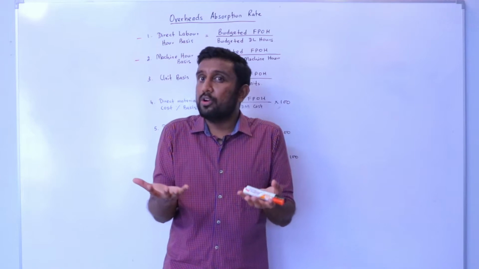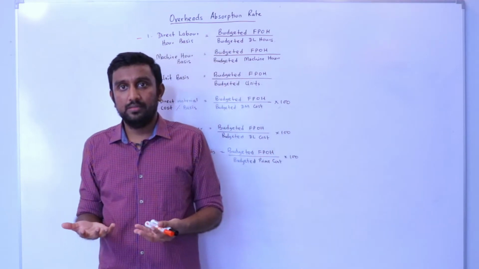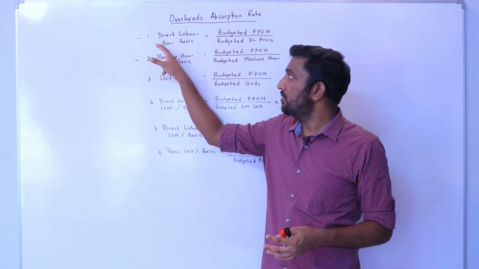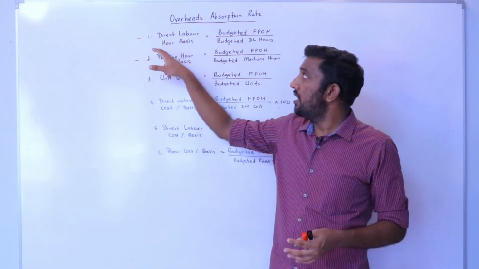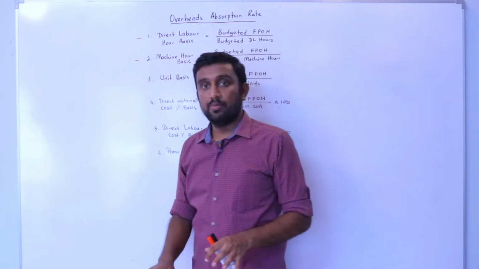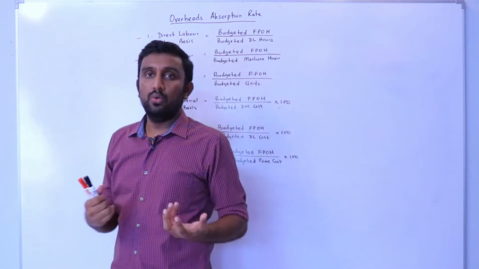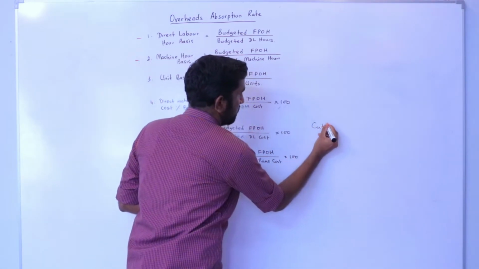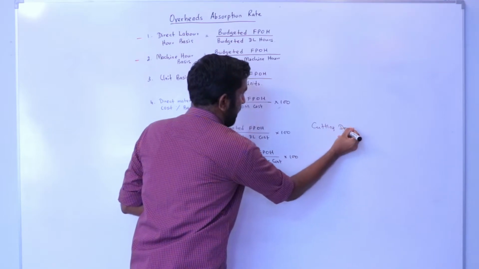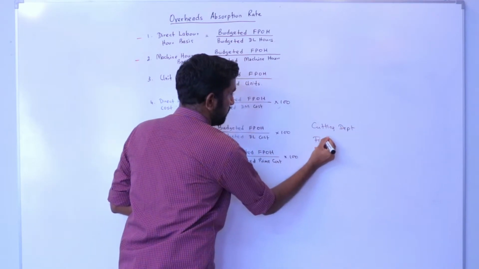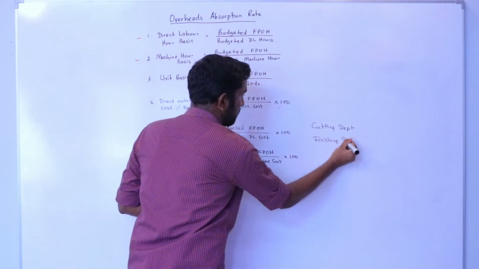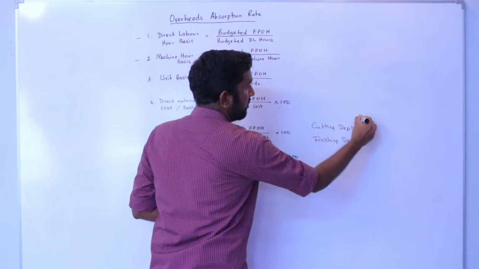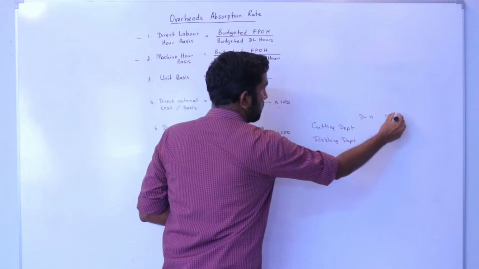First, it should be produced by the people, or it should be produced by the machine. That is why we have these two methods, direct labor hour basis and machine hour basis, in production. Now let's say we have two departments, a cutting department and a finishing department, and we have direct labor hours and machine hours.